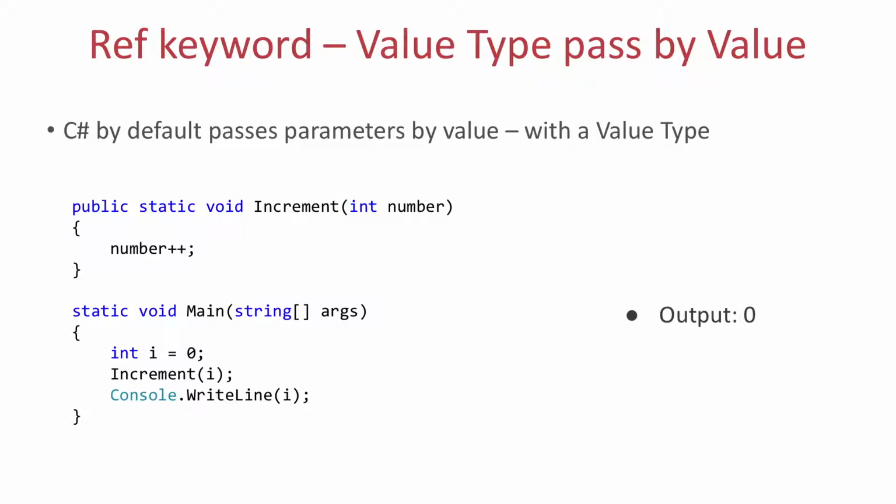This means that we have the value twice, and those live independently. Therefore, when you run this program, the output from the main method will be 0, since what we incremented in the Increment method was just a copy of the original value.